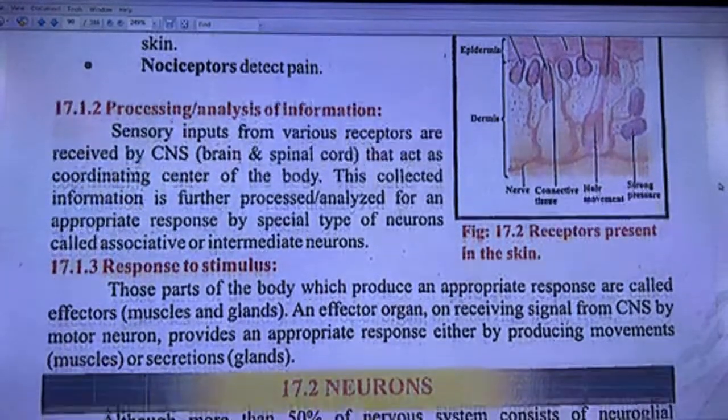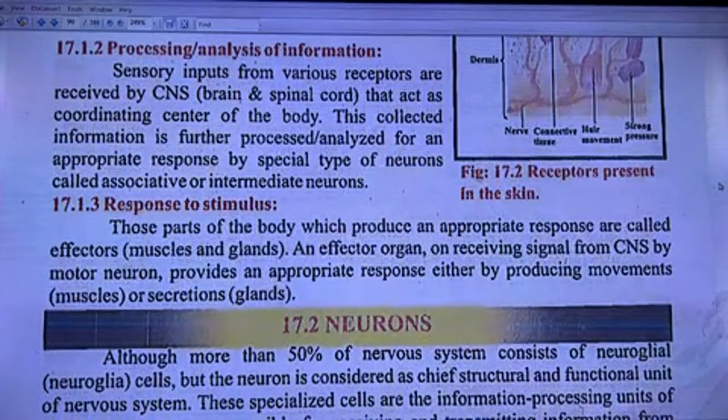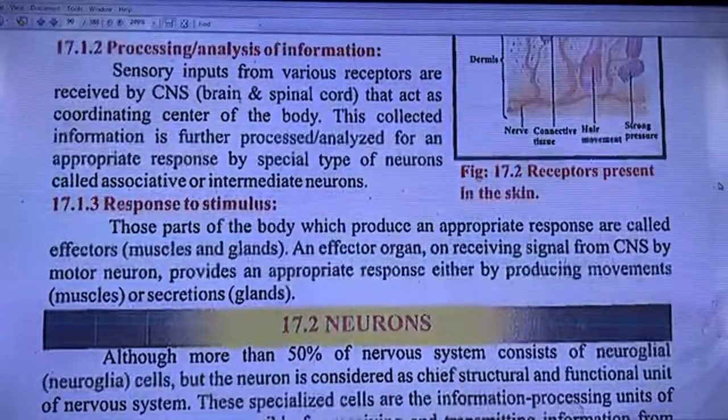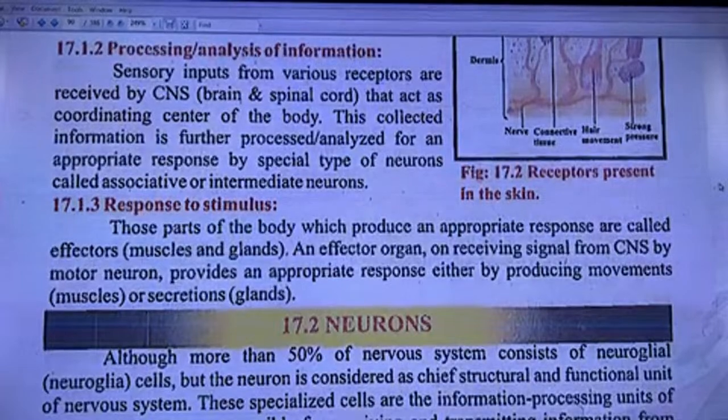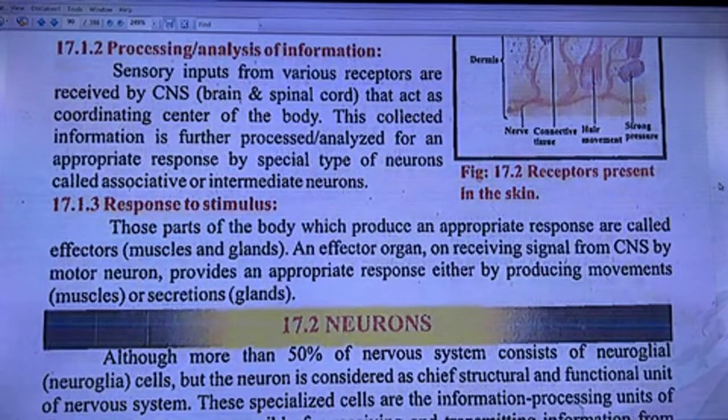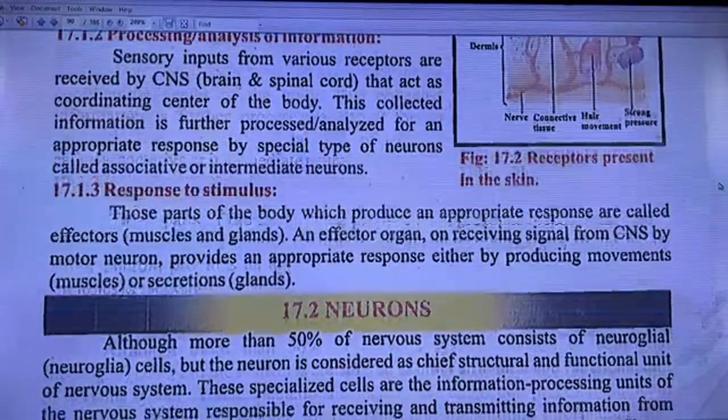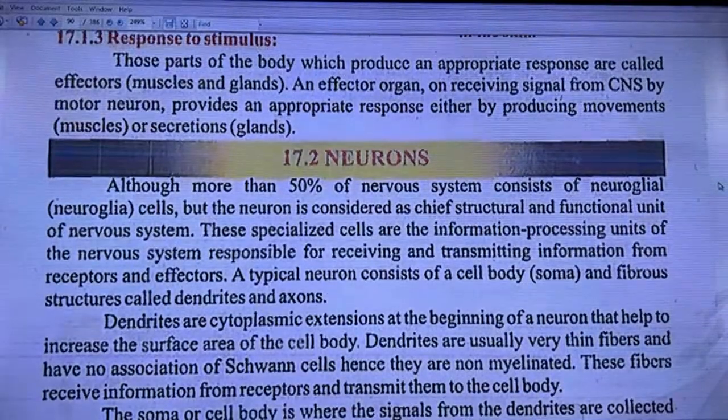Processing and analysis of information. Sensory inputs from various receptors are received by the central nervous system, brain and spinal cord. They act as the coordinating center of the body. Thus the collected information is further processed and analyzed for an appropriate response by a special type of neurons called associative or intermediate neurons.